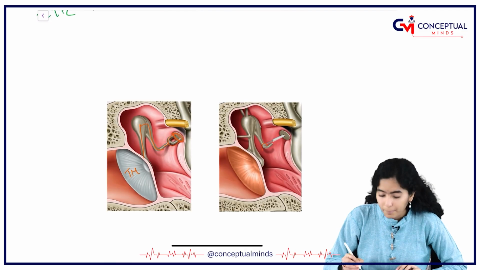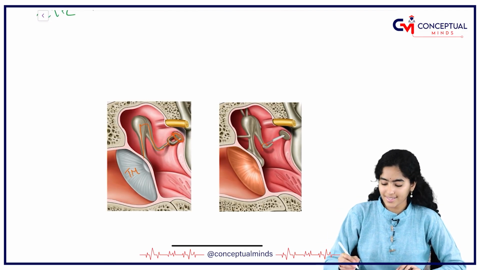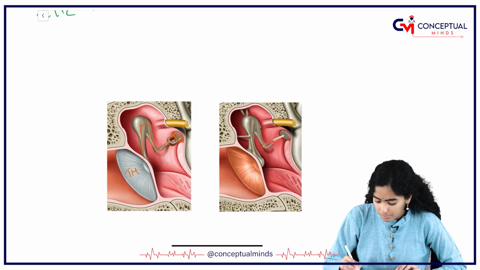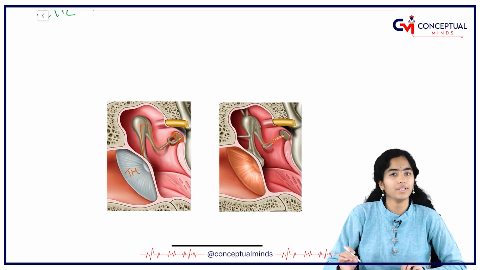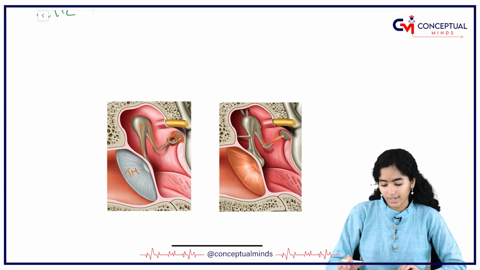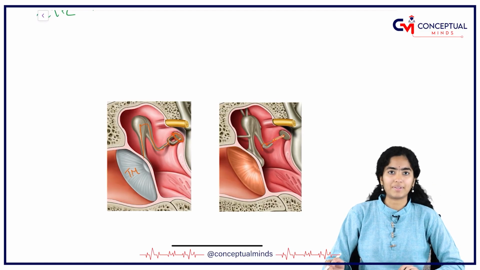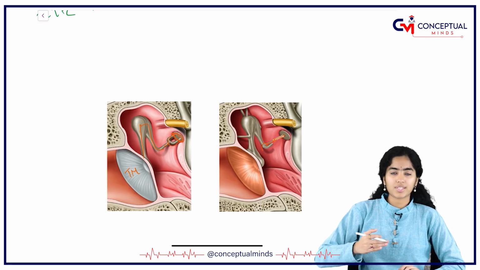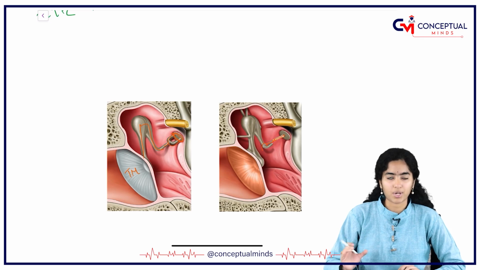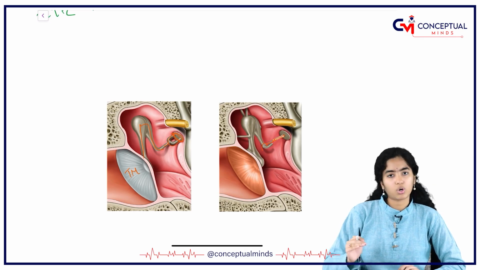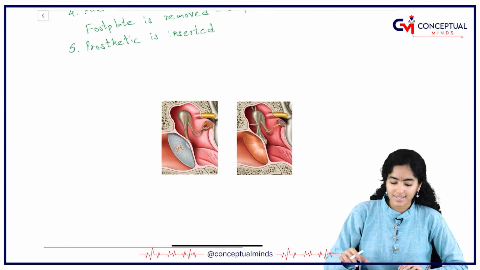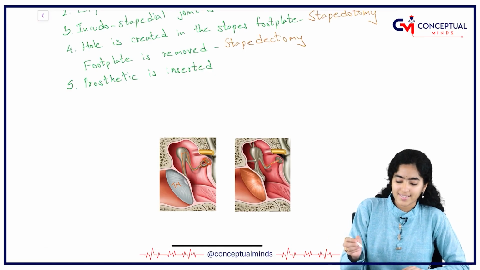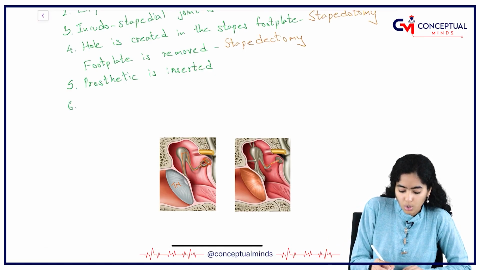It has a hook by which it attaches to the long process of incus, and then a long process like this. And its long process is fitting nicely into the hole that we have created, into the stapedotomy hole. It would perform the role similar to stapes. When the incus moves and transmits the sound into this prosthetic implant that we have placed, that would also vibrate and conduct the sound impulses. So this is about the procedure of stapedectomy, and the last step is to close the incision.